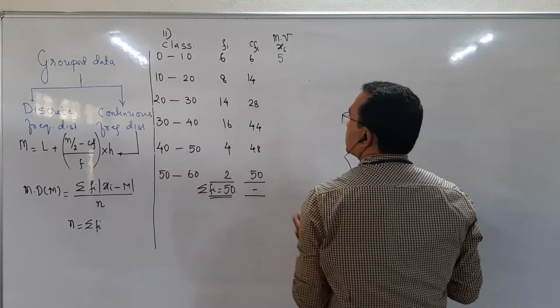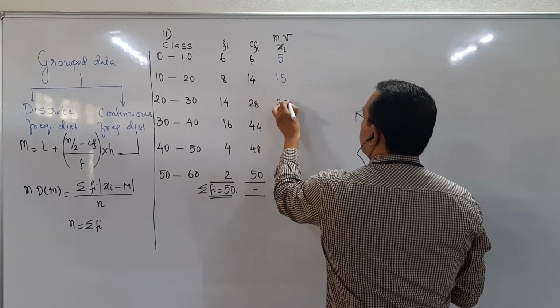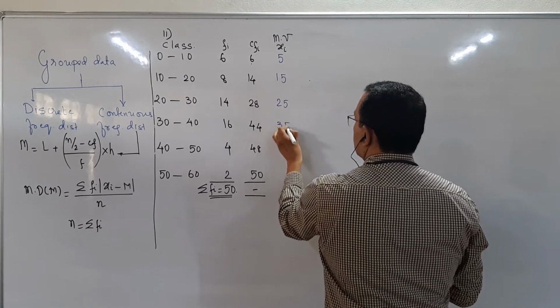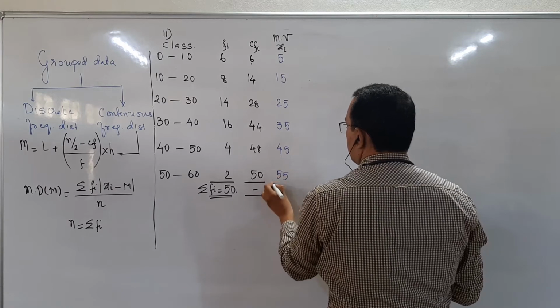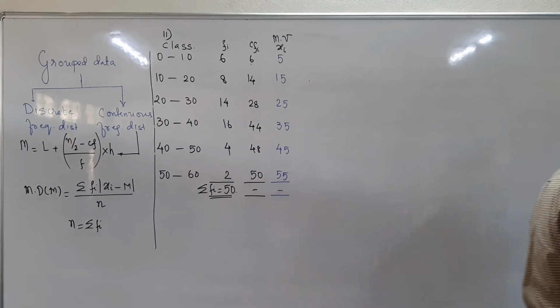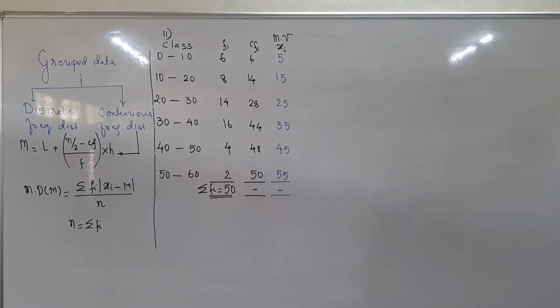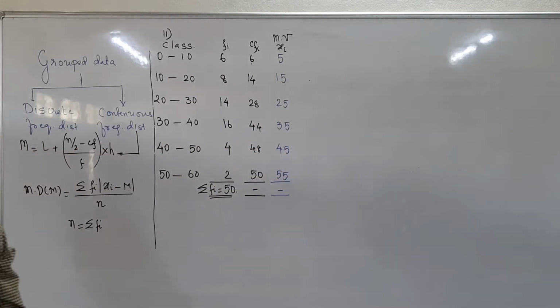10 plus 20, 30, 30 divided by 2, so 15, then 25, then 35, 45, and 55. Sorry students, why do we need mid value? We need mid value itself because we have to operate mod xi minus x bar. And for continuous distribution, xi will be the mean values.